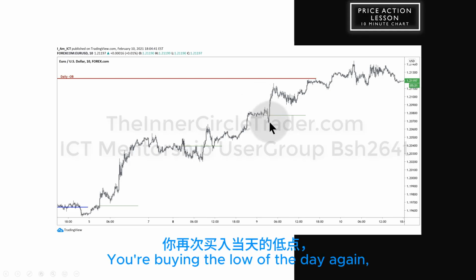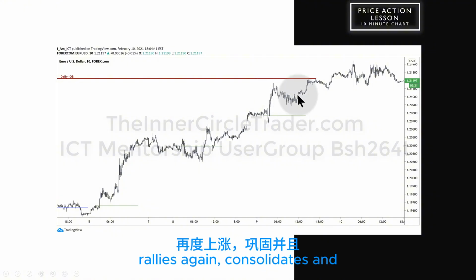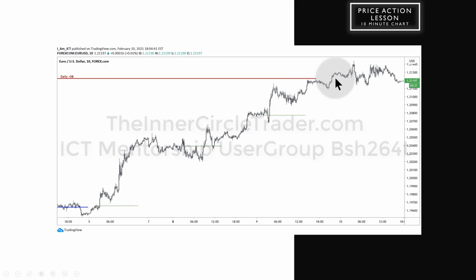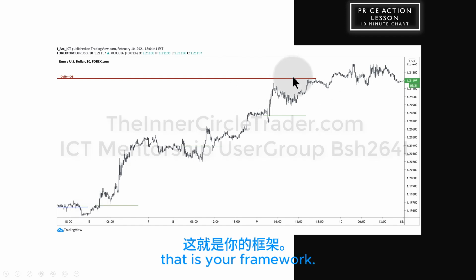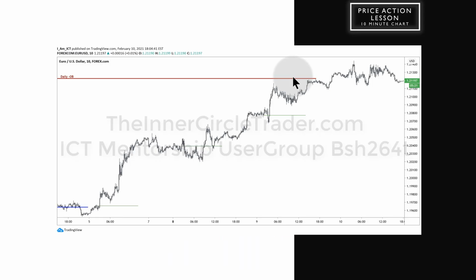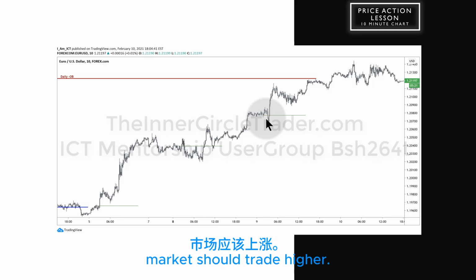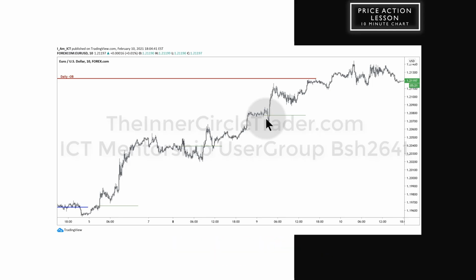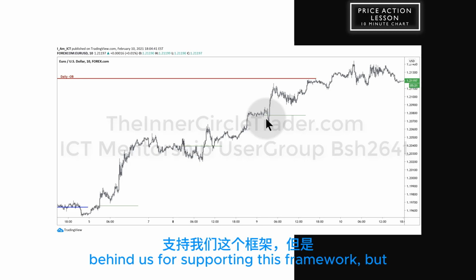You're buying the low of the day again, price rallies again, retracement, rallies again, consolidates, and then finally runs into the bearish order block. That's the daily. So between this area here and here, that is your framework. That's how you map out the range that you're trying to trade in. And you're using the time elements in concert with the idea that this market should trade higher. We called euro higher. We called dollar lower. So we have those things behind us supporting this framework.